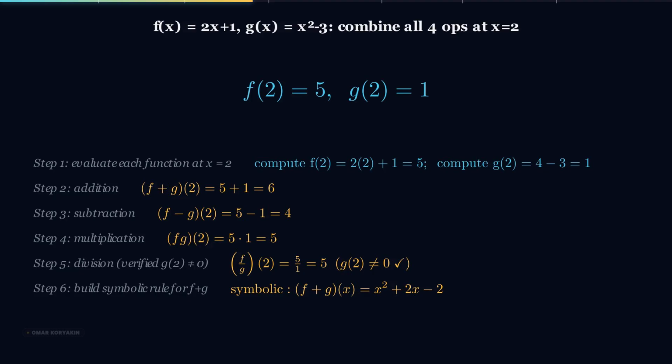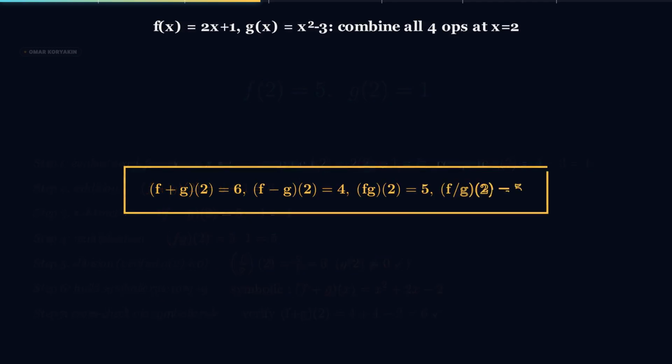The big lesson from this example is the at-each-input evaluation procedure. Compute f and g separately at the input, then apply the arithmetic operation to the two output values. The procedure is mechanical and works for any combination at any input where both f and g are defined and the additional constraints for division are met. The cross-check with symbolic combination is a useful sanity test on harder problems.